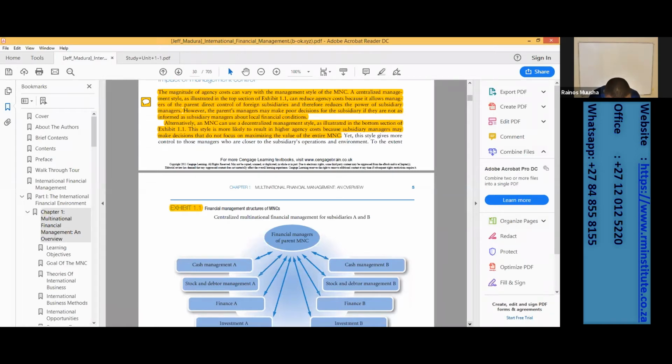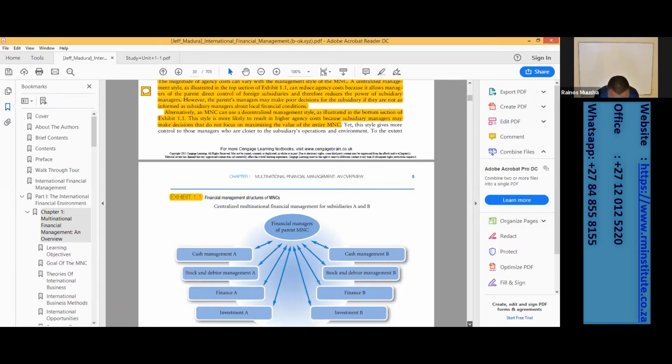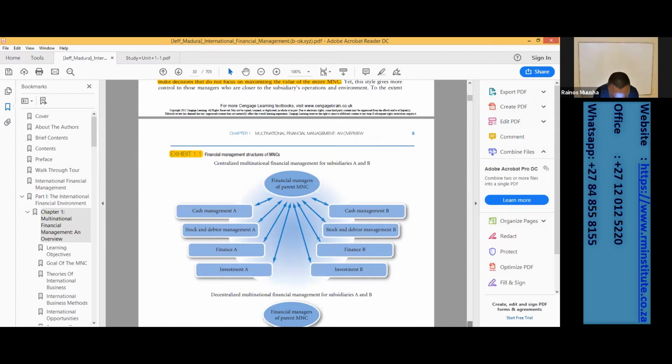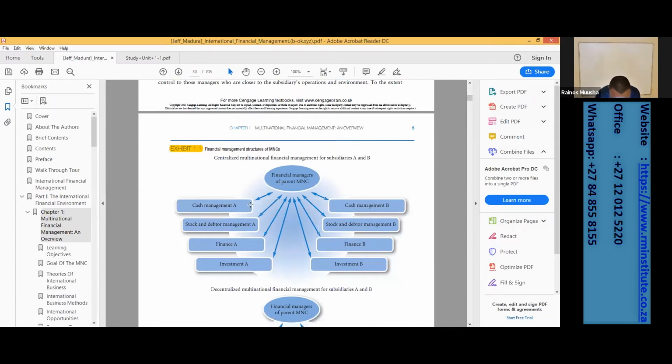So if you check Exhibit 1.1, this is where you look at a centralized system. And with a centralized system, we are basically saying that the different departments directly report to the financial manager who is located in the parent company of the multinational company. So all these departments are going to be directly reporting to the manager based in the parent company.